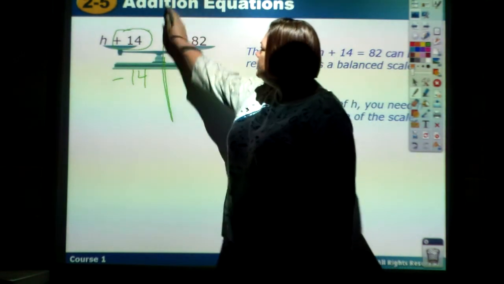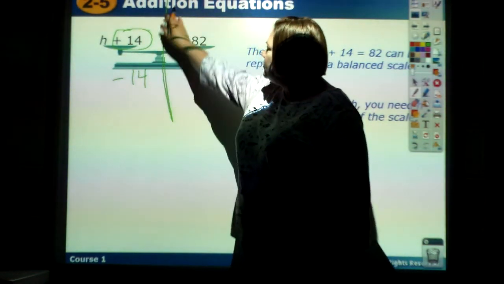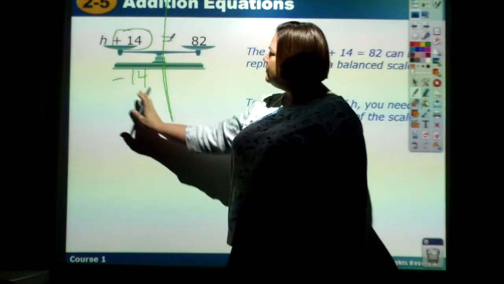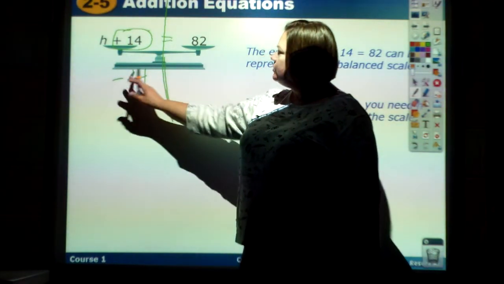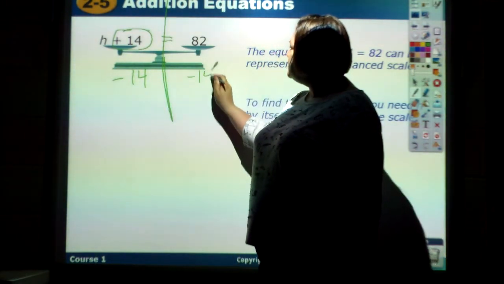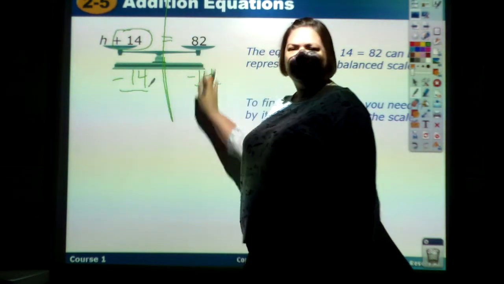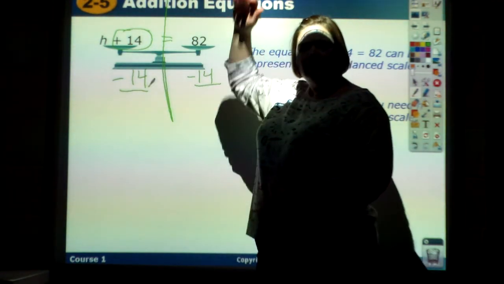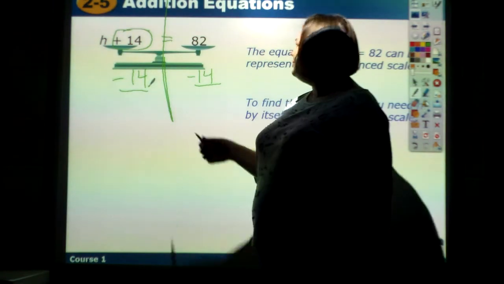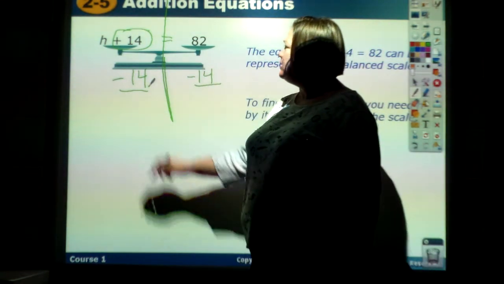Remember, this is our equal sign. We divide our problem in half. We subtract 14 on the one side. We have to subtract 14 on this side to keep it balanced. If we don't do this on both sides, your scale is going to go up or down depending on what numbers you have over here.